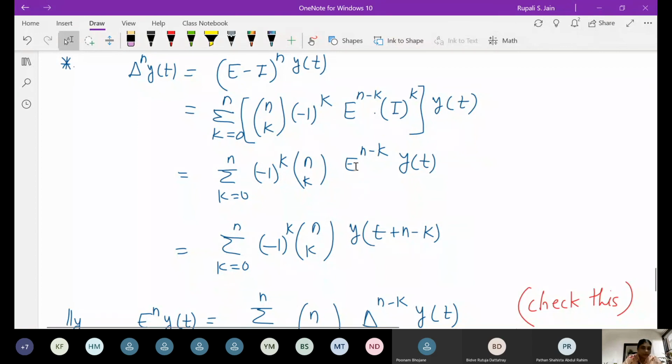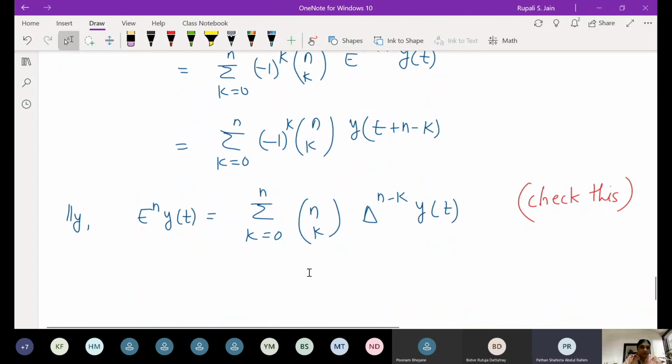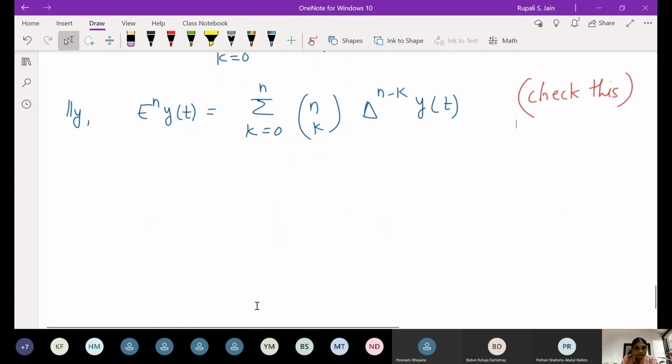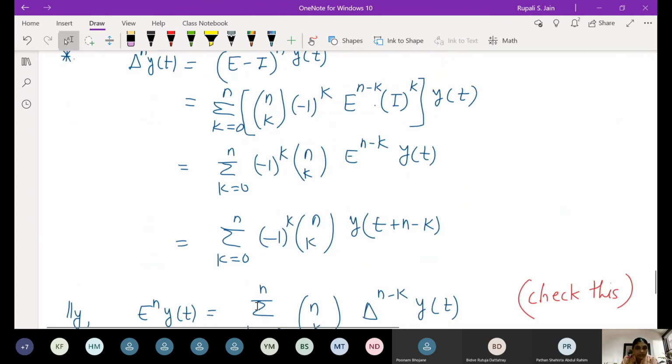Are you getting this? Just represent e in terms of delta and expand it, and you will get this one. So check this, and the remaining properties we will see tomorrow. Now the theorem will start, so instead of taking it today, we will take it tomorrow. Is today's lecture clear?